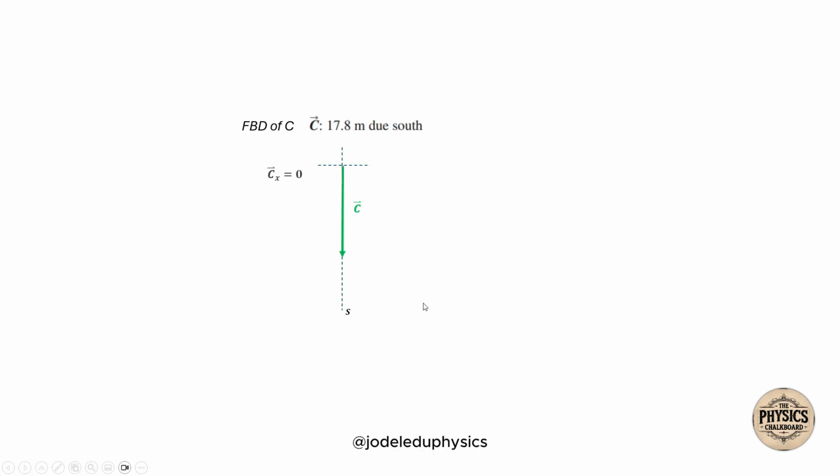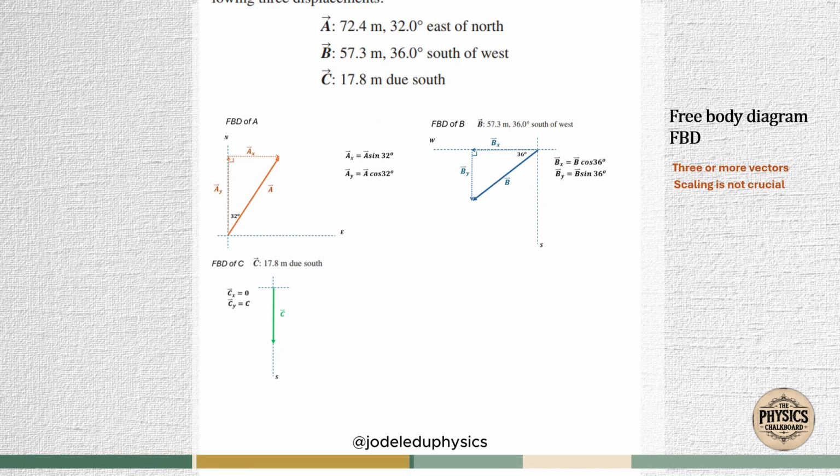This readily gives us the insight that c sub x is 0, while c sub y is simply c in the negative direction. Now that we've resolved all three vectors into their x and y components, it's time to get their totals. But before we jump into the computation, let's take a moment to understand the logic behind this step. Why do we resolve vectors into components and then combine all the x components and all the y components?